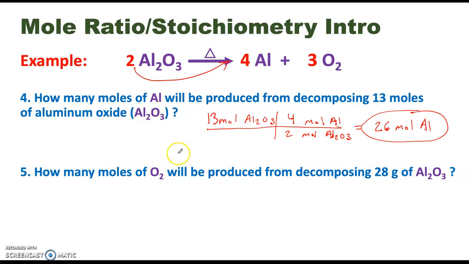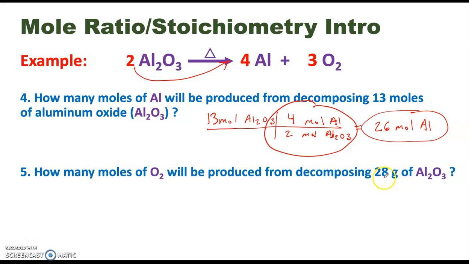Every problem that we do is going to have this step in it. It's a matter of whether there are other steps attached onto that or not, and how many on each side. I'll show you an example of those in this video. So how many moles of oxygen will be produced by decomposing 28 grams of aluminum oxide?